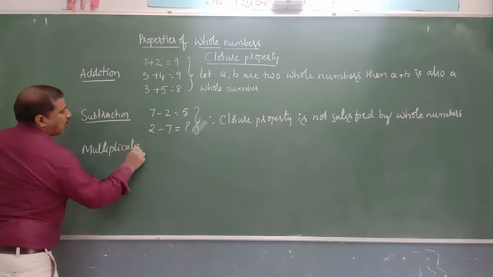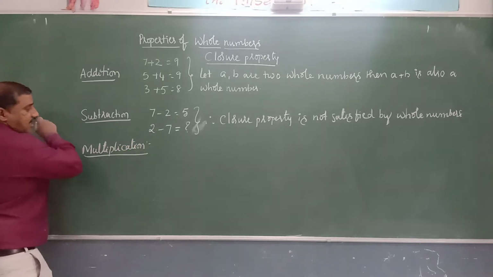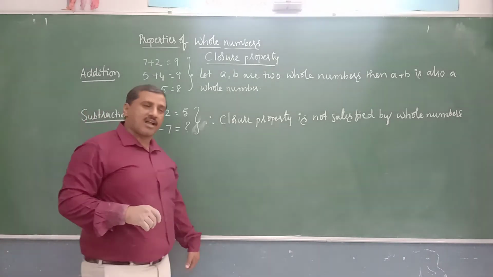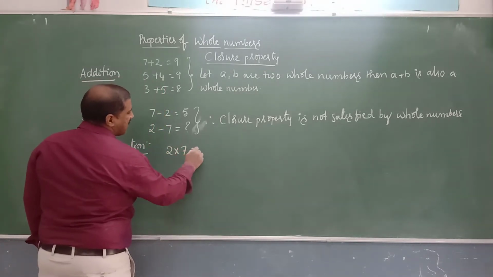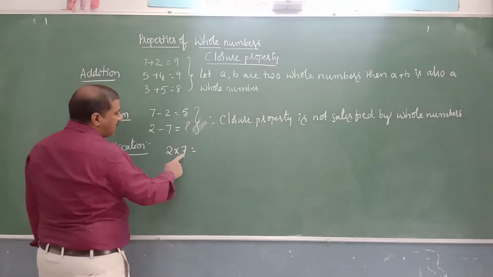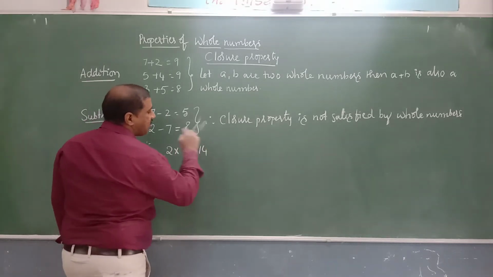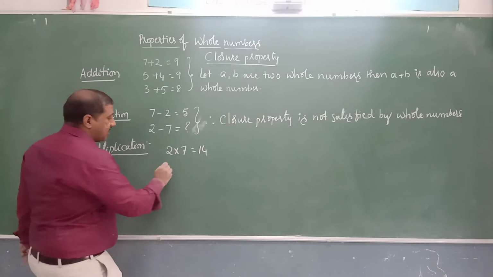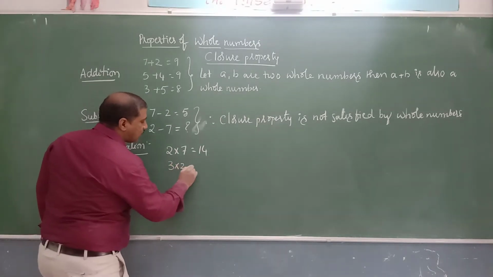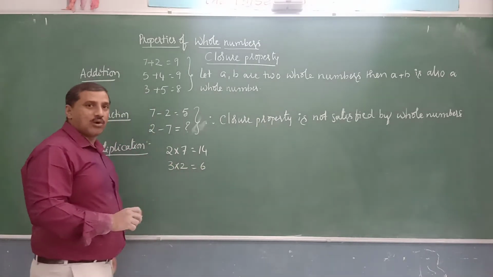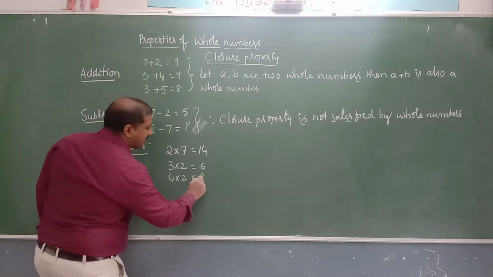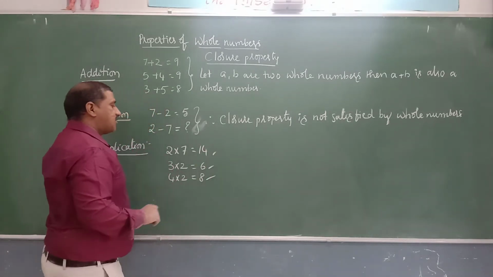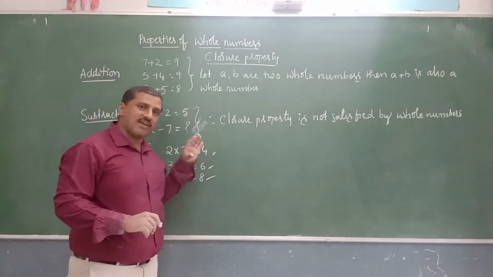Multiplication of two whole numbers, what do we get? Whether we get a whole number or not, we discuss. 2 into 7, 2 and 7 both are whole numbers. 2 sevens are 14. 14 is a whole number. 3 into 2, 3 twos are 6. 6 is also a whole number. Then 4 into 2, 4 twos are 8. 8 is also a whole number. So we are getting only whole numbers here.